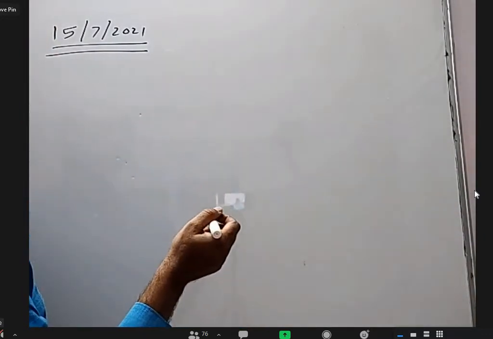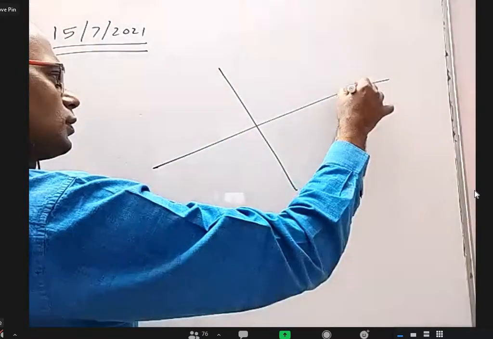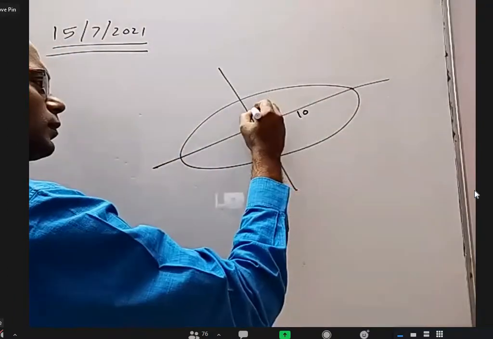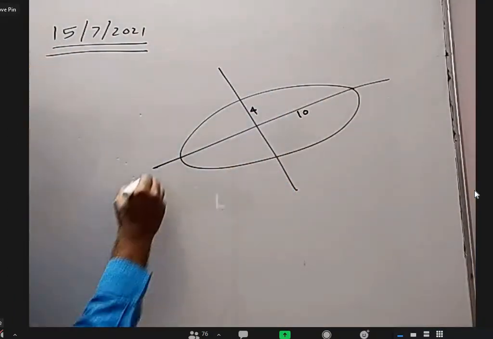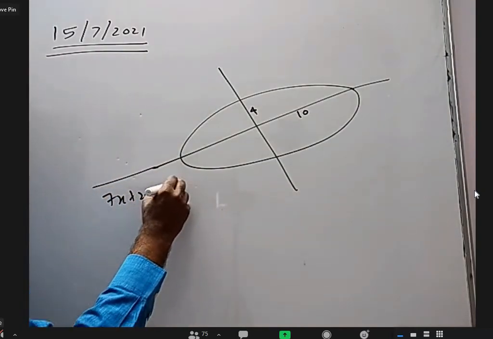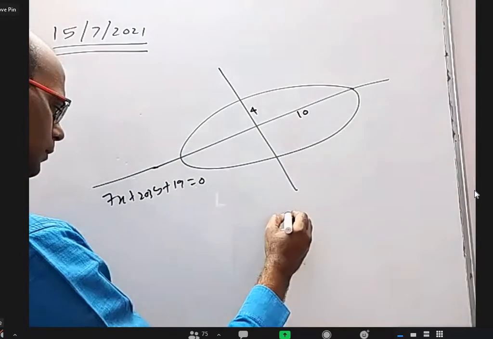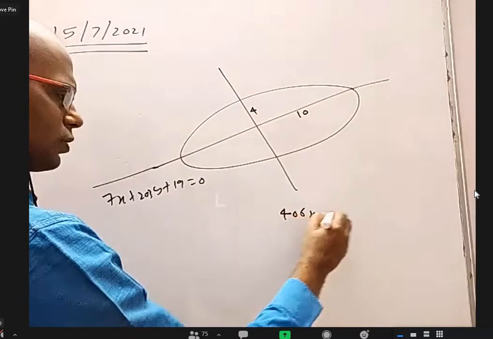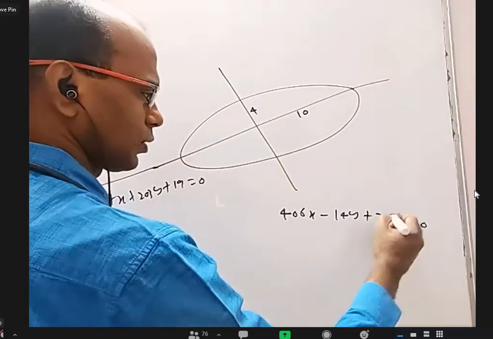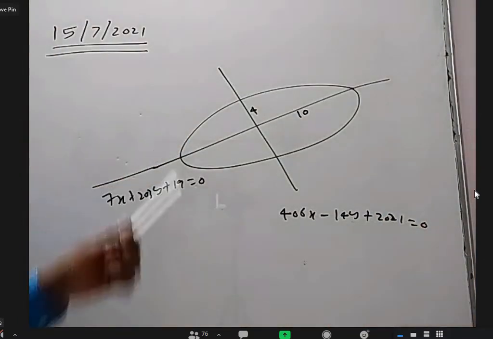Let me ask this question. You don't have to write it, just listen. There is one ellipse rotated and translated like this. This length is 10. This length is 4. This equation is 7x plus 203y plus 19 equal to 0. This equation is 406x minus 14y plus 2021 equal to 0. I want to find the equation of this ellipse.